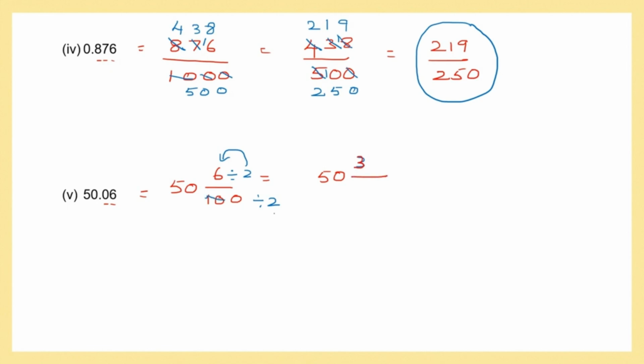2 fives are 10. I bring down the 0. 2 into 50 is 100?  So I bring this down. So my final answer is 53 by 50. 53 by 50.